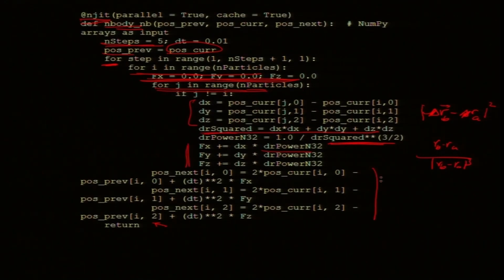Then I get the next position by the second order scheme, which I wrote in the previous slide. Now I got the next position, then I go to the loop again, right. This is for particle I, and so this should be part of this.